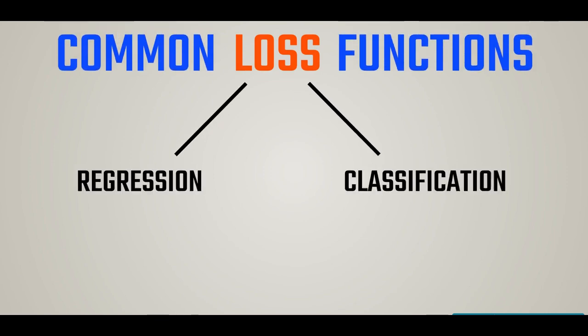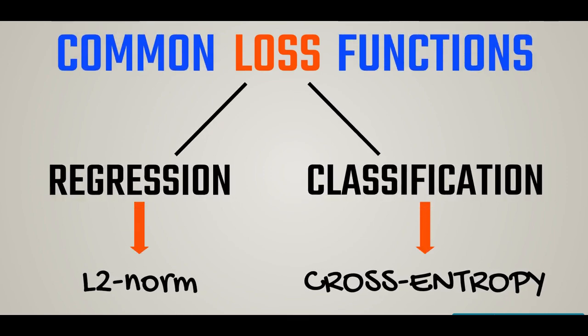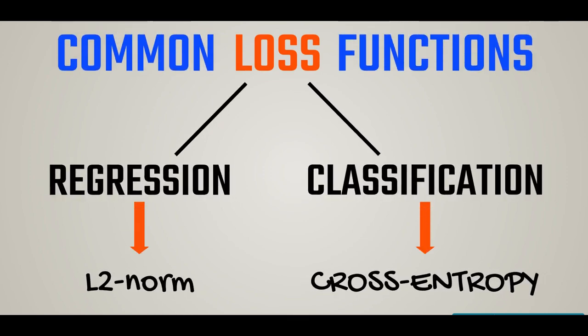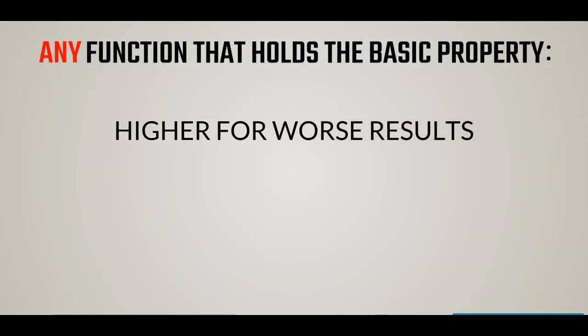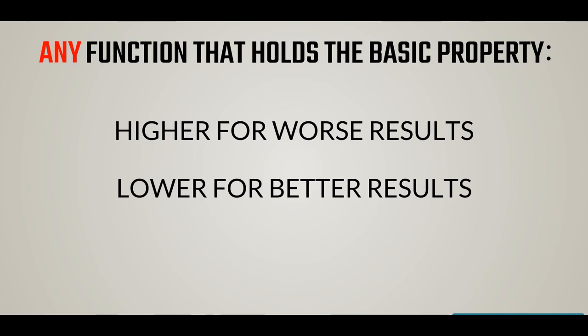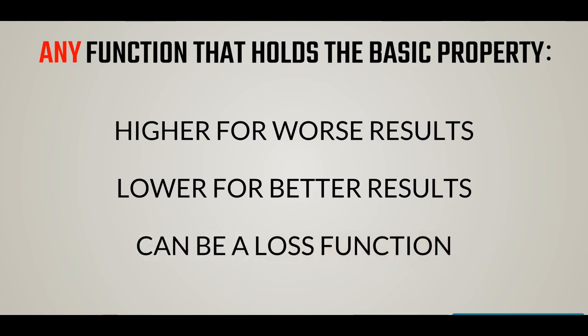Alright, those were examples of commonly used loss functions for regression and classification. Most regression and classification problems are solved by using them. But there are other loss functions that can help us resolve a problem. We must emphasize that any function that holds the basic property of being higher for worse results and lower for better results can be a loss function. We will often use this observation when coding. It will all become clear when we see them in action. That's all for now. Thanks for watching.